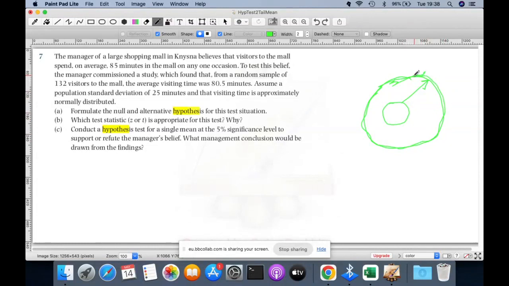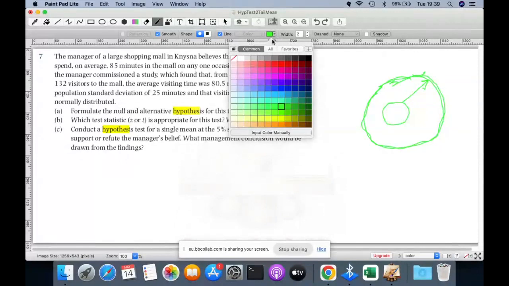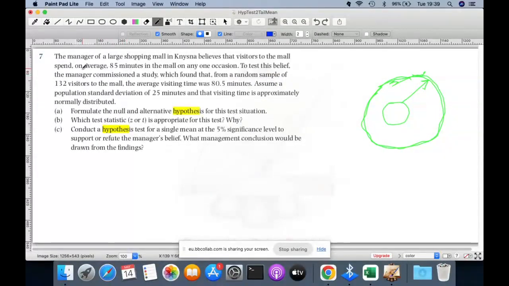Now, in this example, what we're claiming is that the shoppers of this mall in Neisner spend on average, let me change the color, maybe it might be better. If you can't see, please let me know. So the claim is that the population, every shopper on average, spends about 85 minutes. So every shopper in this population. But as I said, it's not feasible to get every single shopper. So we take a smaller sample, and in this example, we're actually only taking 132. That's the sample size.